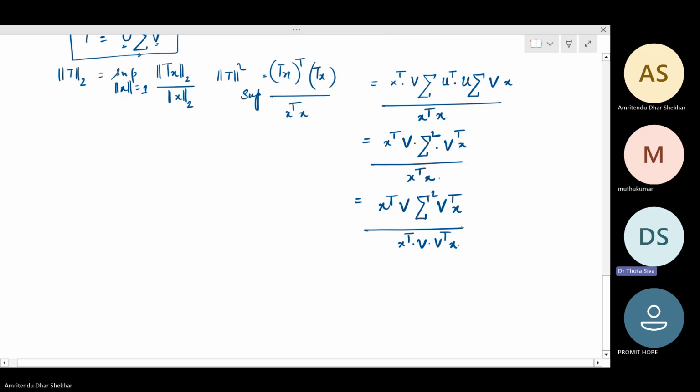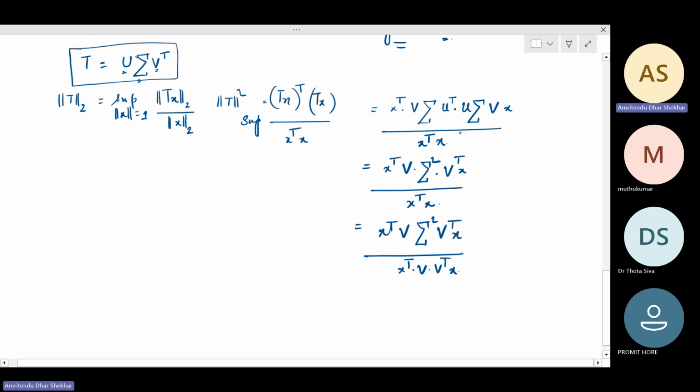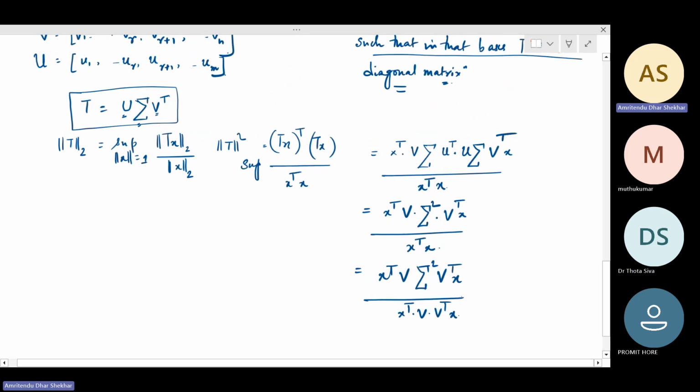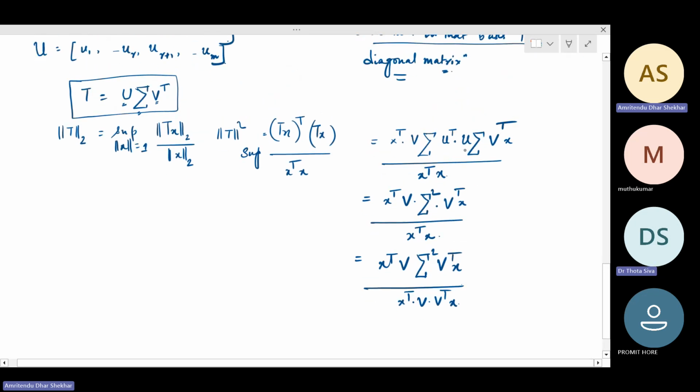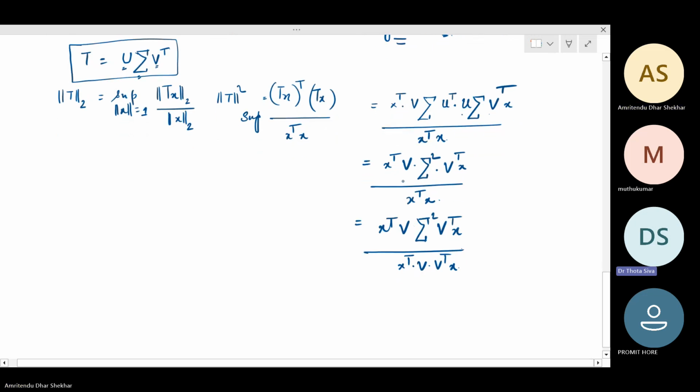After the second step, x transpose V sigma square in the numerator. Yeah, there is a V transpose here. U transpose U will become equal to one because it's an orthonormal matrix.